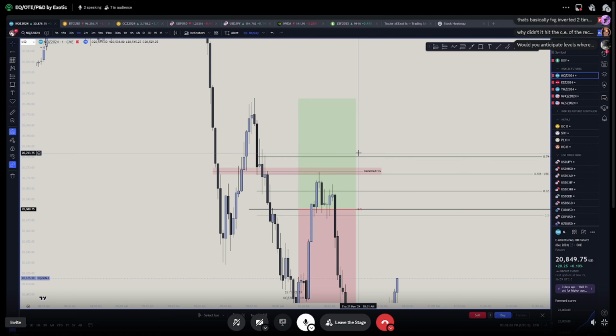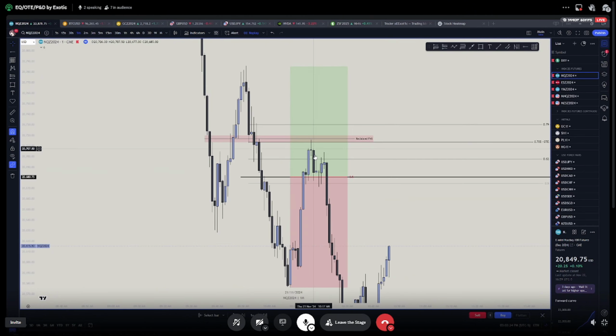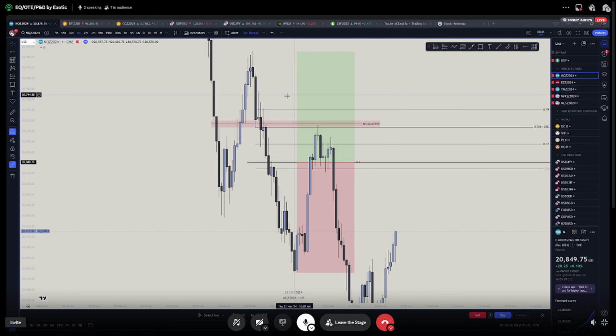Why did it not hit CE of this fair value gap? Well, ideally, you don't want price to come back up and hit the consequent encroachment of any fair value gap, and that's going to show bearishness or strength going lower. When it doesn't have the strength to reach a consequent encroachment level, that means that we're going to see price come heavy on the downside, and that's kind of what we see here. Since we failed to reach that consequent encroachment right there, we were able to come down even lower here, right?